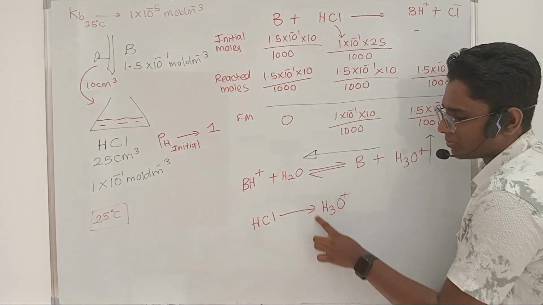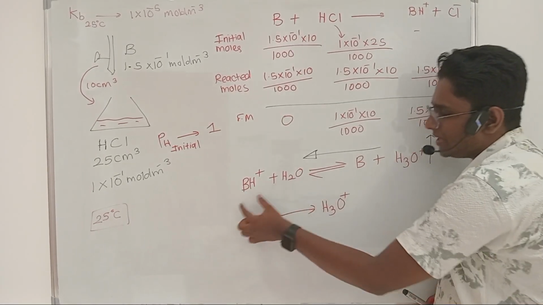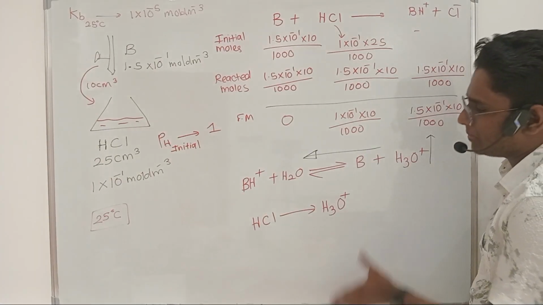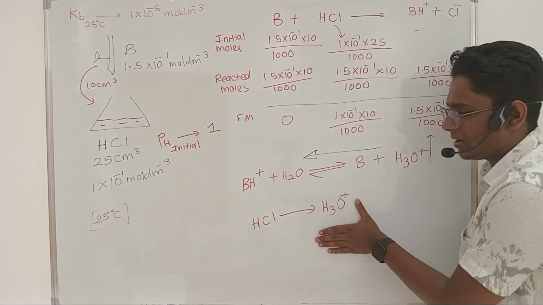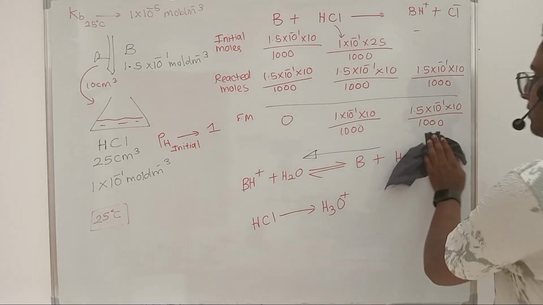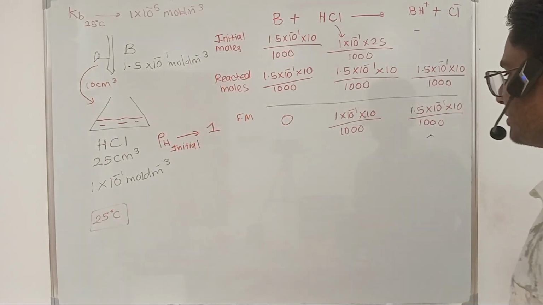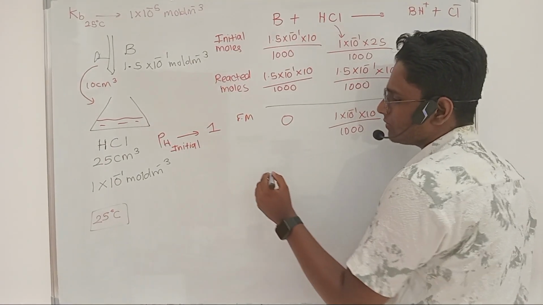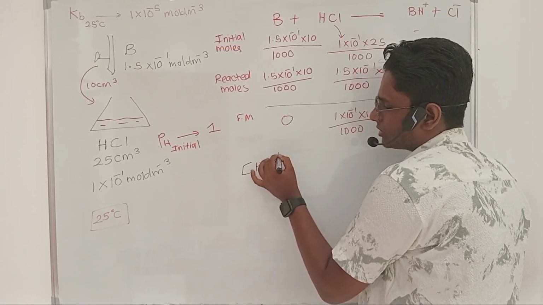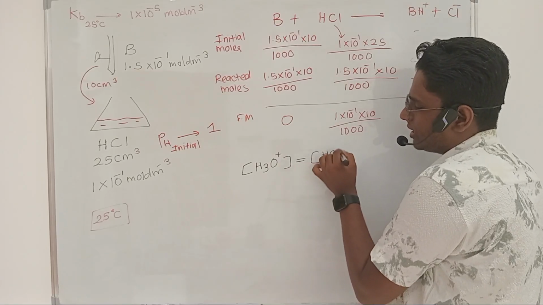Compared to the H3O+ provided by HCl, the H3O+ provided by BH+ is a very negligible amount, right? So the pH is determined here only by HCl. Now, HCl is going to determine the pH, so we have to find the concentration of H3O+ ions. The concentration of H3O+ ions will be equal to the concentration of HCl.